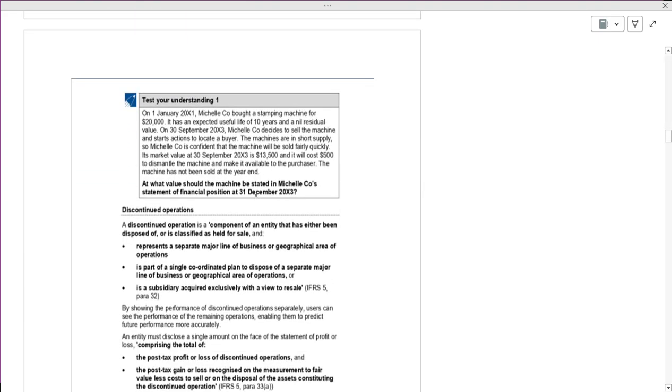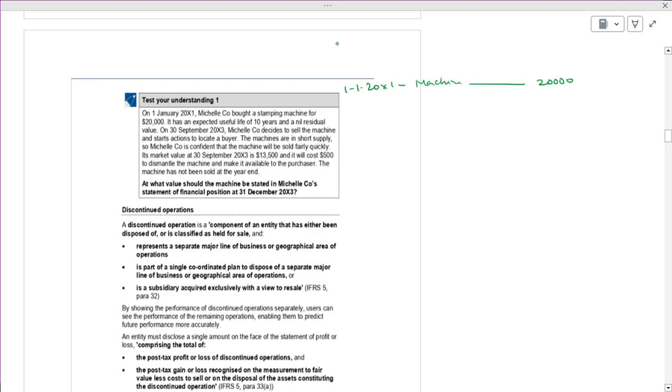Now, we'll complete this and we'll stop. On January 1st, 2000, read this question once. On January 1st, 1/1/2001, they bought a machine, is it right? They bought one stamping machine for how much? 20,000.